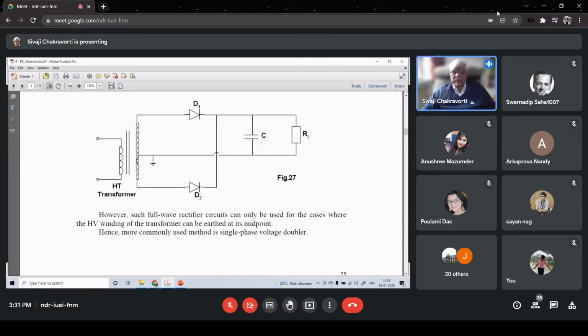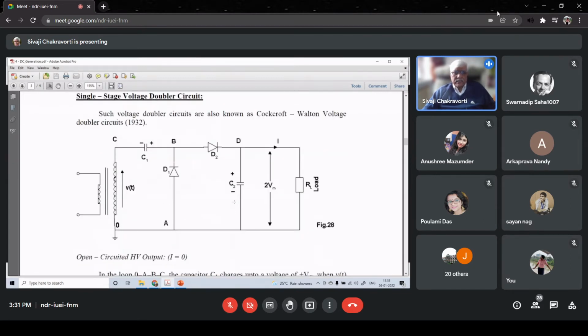So theoretically, figure 27 on your screen is perfectly okay. It can be used, but for all practical purposes, we don't use it. So then what can be done? This is a circuit which was developed a long time back, in 1932. So only 90 years back, this was proposed by two scientists, Cockcroft and Walton. So it is still known today as the Cockcroft-Walton voltage doubler circuit.